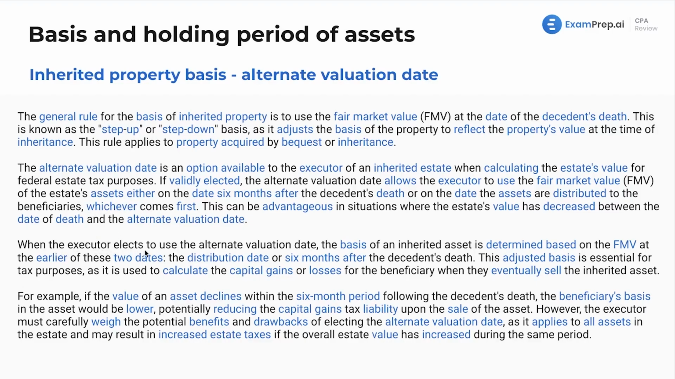Now, when the executor elects to use the alternate valuation date, the basis of an inherited asset is determined based on the fair market value at the earlier of the two dates, again, the distribution date or 6 months after the decedent's death. This adjusted basis is going to be essential for tax purposes, as we've mentioned, as it can be used to calculate that capital gain or loss for the beneficiaries when they eventually sell the inherited asset. For example, if the value of an asset declines within the 6-month period following the decedent's death, the beneficiary's basis in the asset would be lower, potentially reducing the capital gains tax liability upon the sale of the asset.